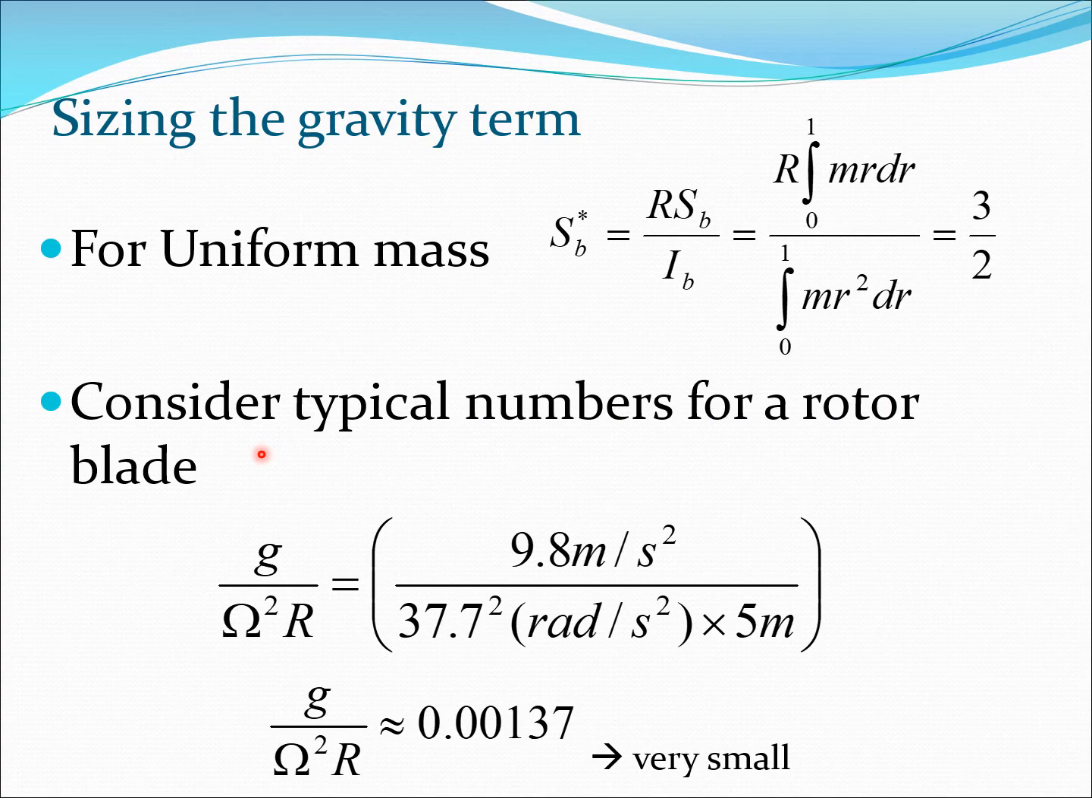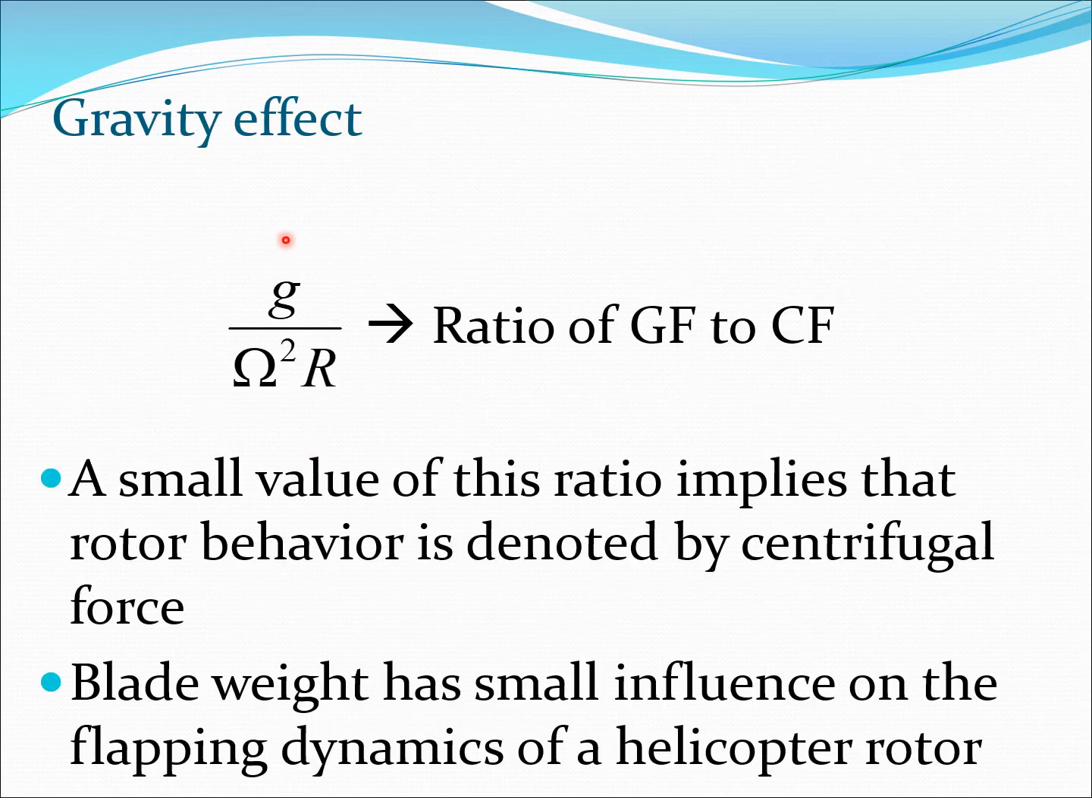Now let us consider typical numbers for a rotor blade. So the G by rotation speed square into R term has this form here. Typical value of G is 9.8 meter per second square, rotation speed is 37.7 radian per second, and radius is 5 meters for a helicopter blade. So I can get this term to be something like 0.00137. So it's a very small term. It's 1 by 1000 or so. So this term being very small, I can essentially neglect this term.